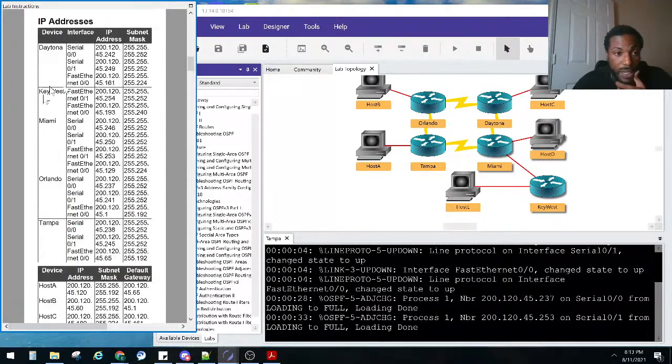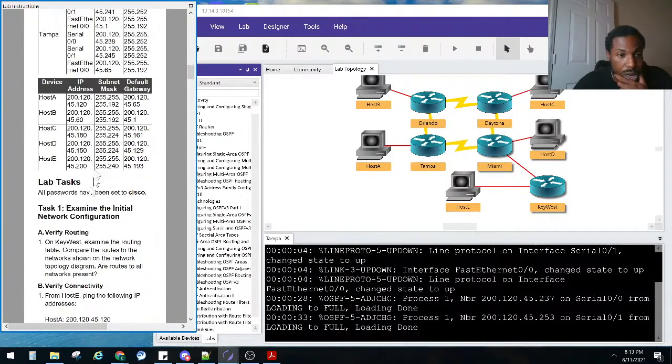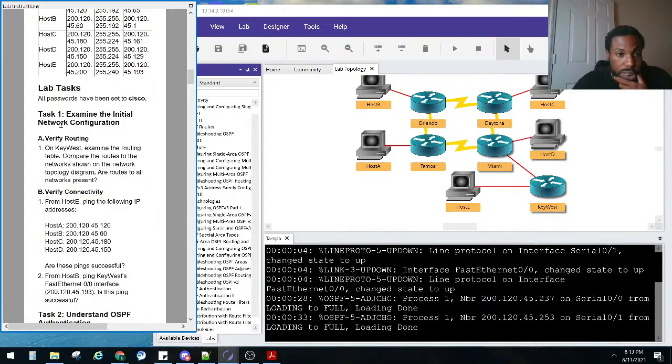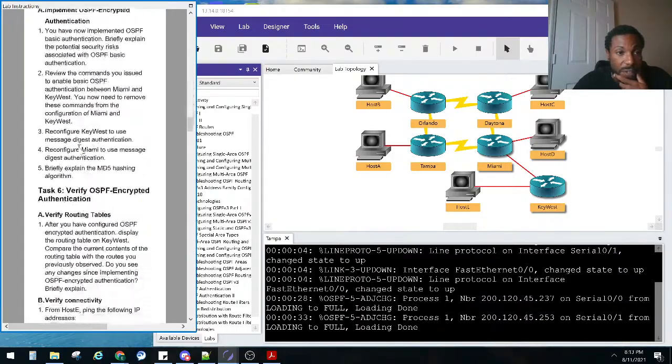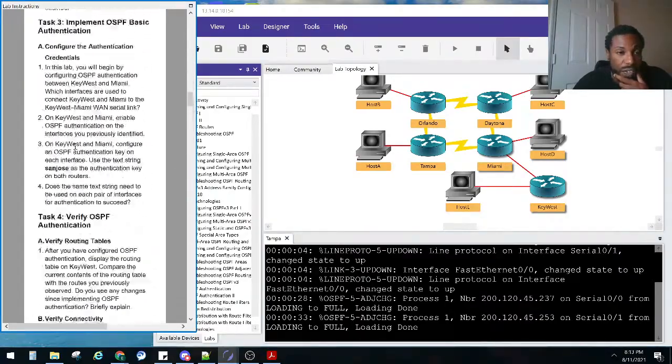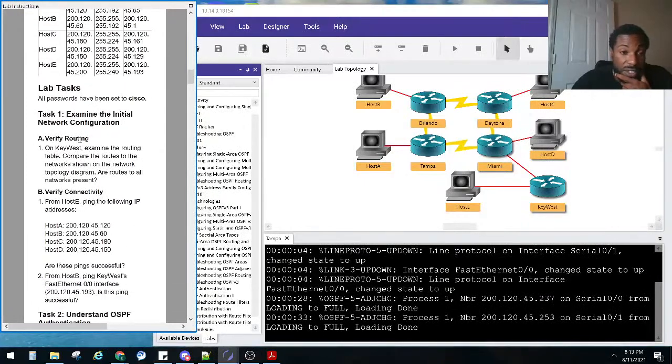We got some basic IP addressing here. IP addresses for the hosts. I think there's only 5 tasks for this. The first one is just verification. Verification that pings work. The 5th one is also verification that the pings work. So they just want to verify routing.